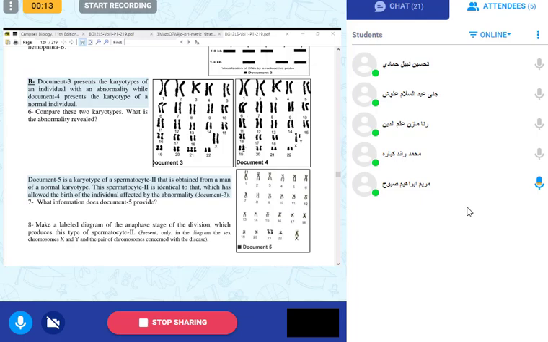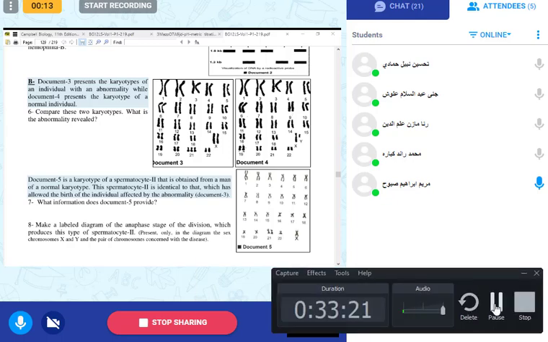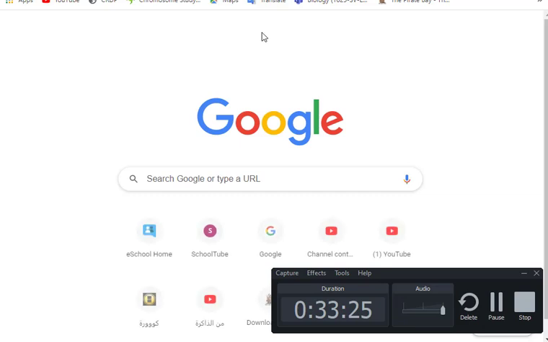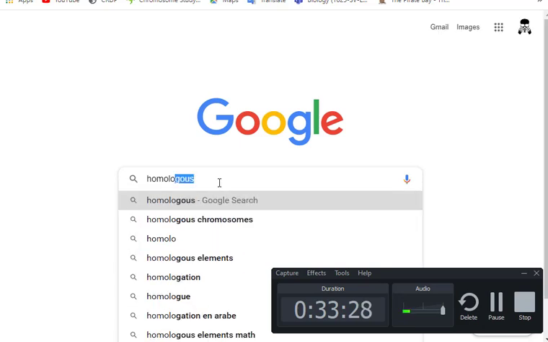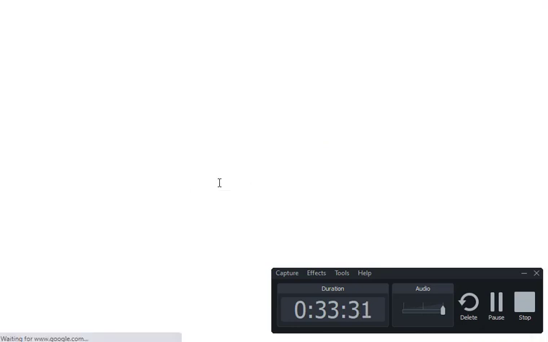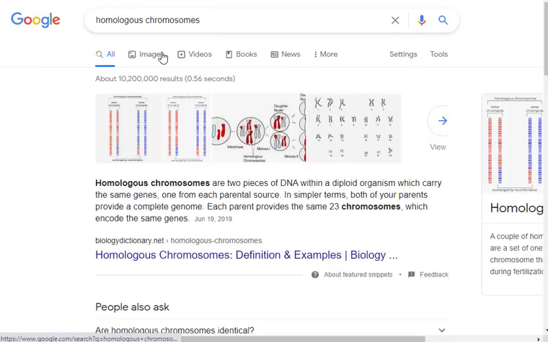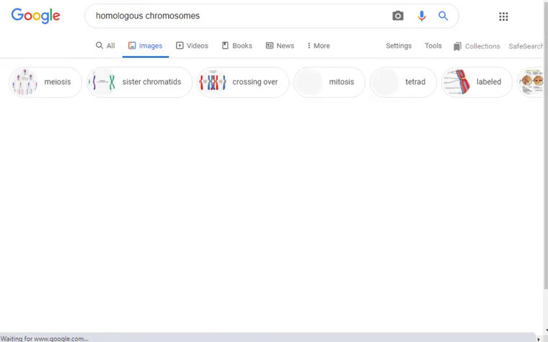For sure the two X chromosomes are homologous, because they have the same size, the same centromere position and the same genes. But we said that in X and Y, there are parts that are homologous and there are parts that are not homologous.